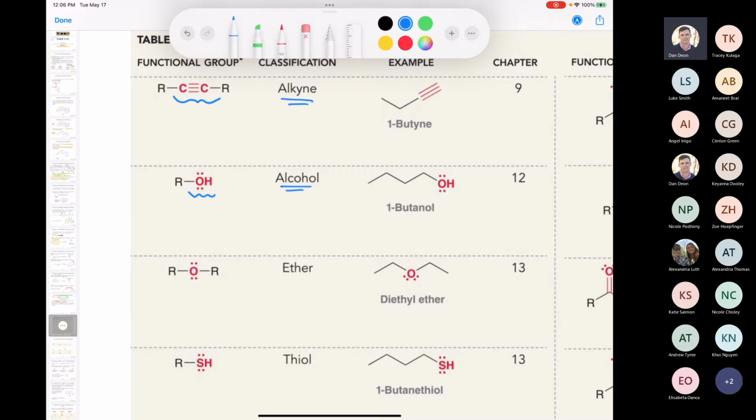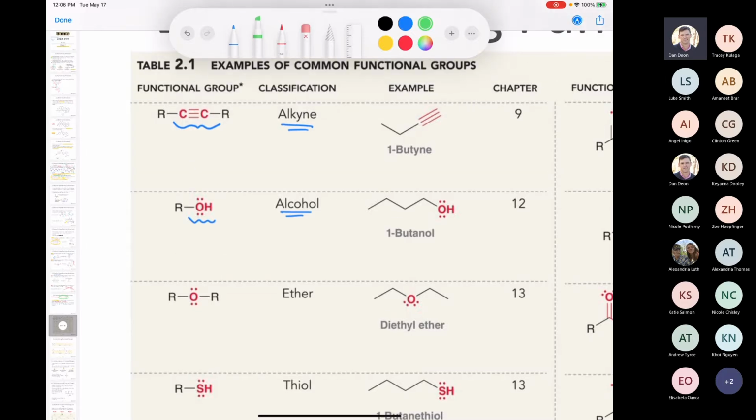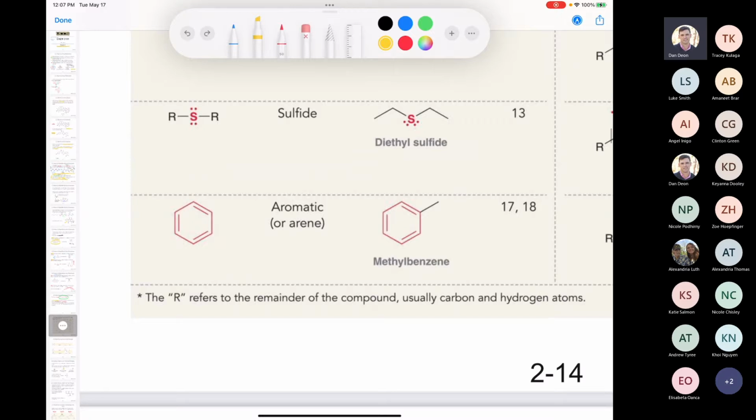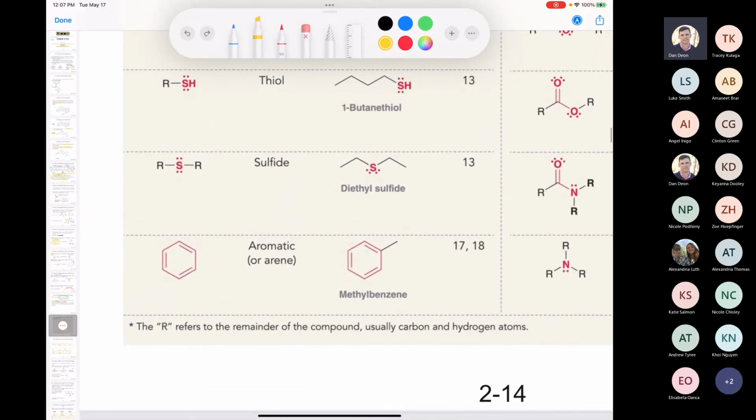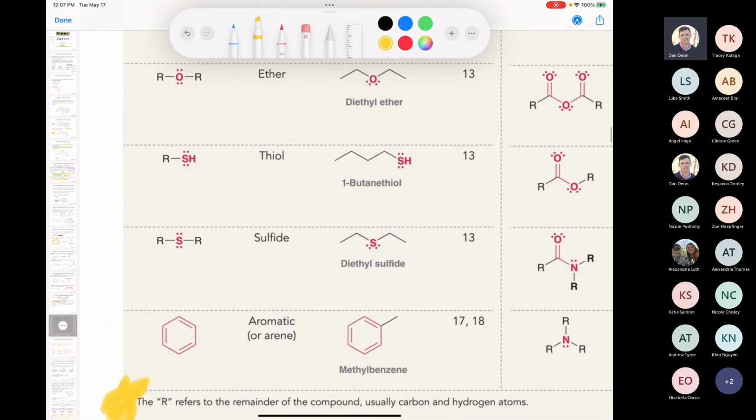Now, let me address something here, and that is the R. You're wondering, what is R, Mr. Dion? I see R here and R here, but I look at my periodic table and there's no R. Well, you're right, there is no R. What R stands for is this. It says it right here. R refers to the remainder of the compound, usually carbon and hydrogen atoms. So R is just some kind of group that's made out of only, or usually, just carbon and hydrogen.